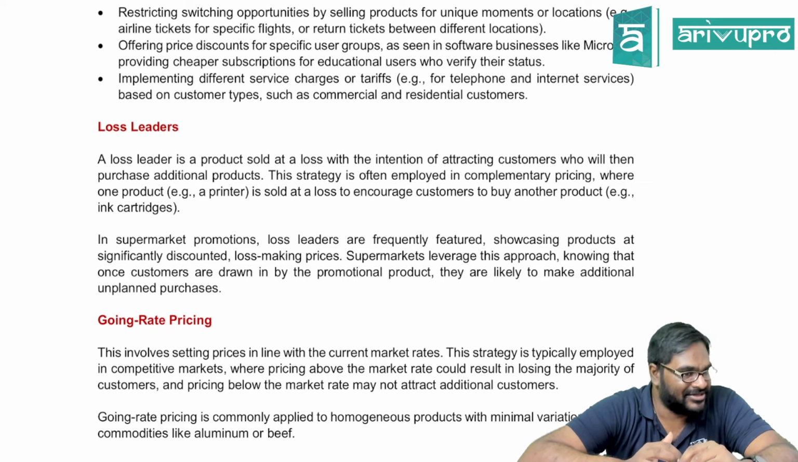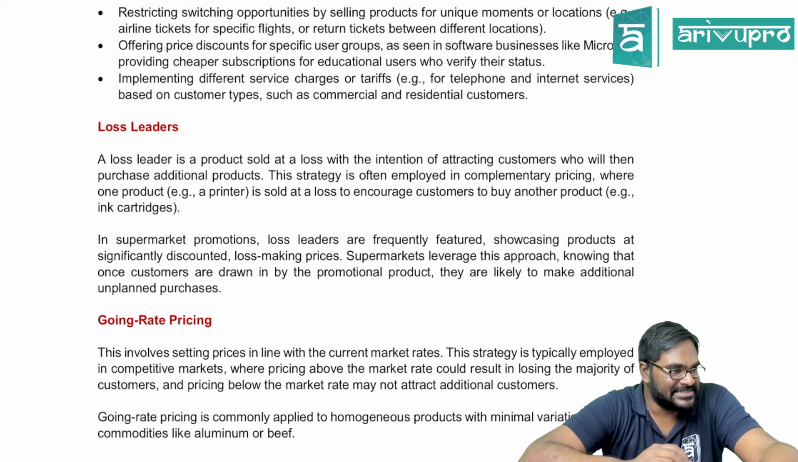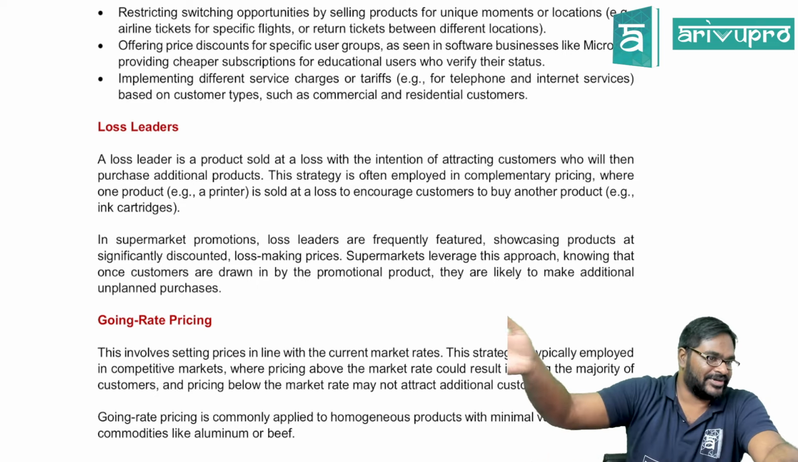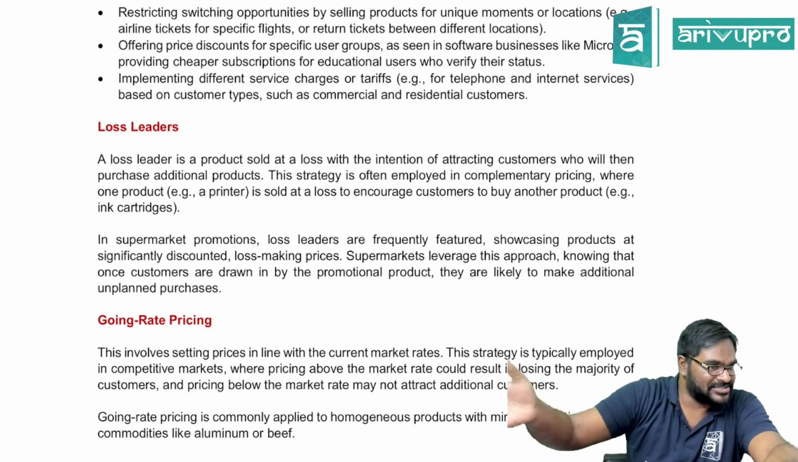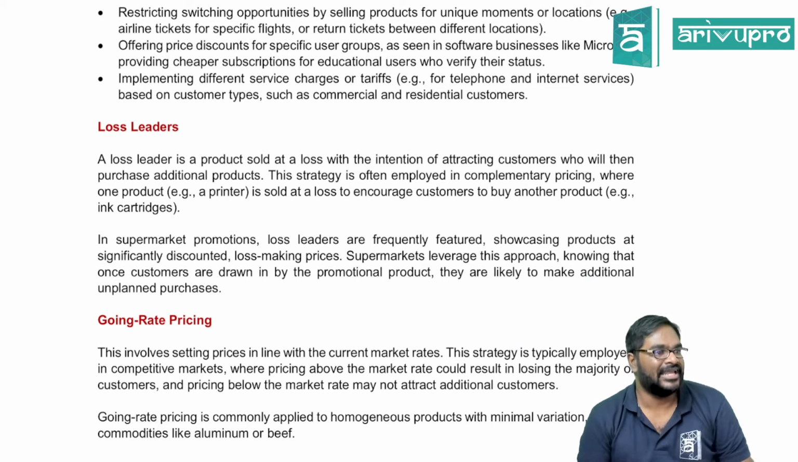Yes, banking also it happens. For senior citizens, a lower rate. For professionals, a lower rate. For students, a different rate. Student loans. So yes, that can be done in bank loans as well.